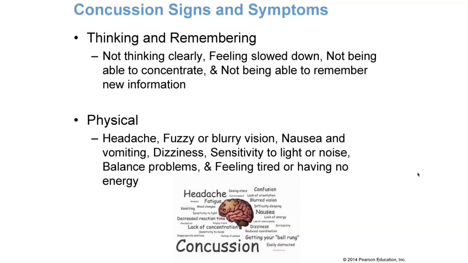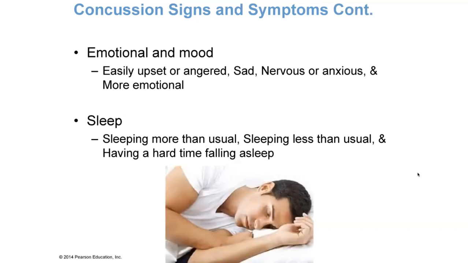All right, so physical, some people report headaches, have fuzzy or blurry vision, nausea and vomiting is very common, could have dizziness, sensitivity to light or noise. They could have balance problems or feel like they are leaning one way or falling, and then feeling tired or having no energy. Emotional and mood, easily upset or angered, sad, nervous, or anxious, and more emotional than usual.